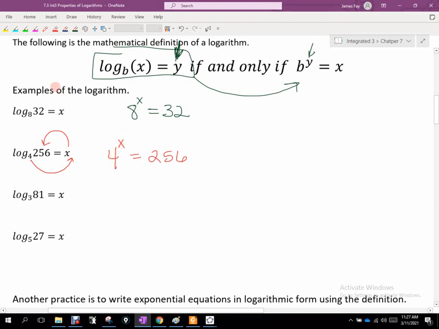So, 4 to the first gives me 4. 4 squared gives me 16. 4 to the third gives me 64. 4 to the fourth, what's 64 times 4? Is that 256? Okay. So we should see here that we should get a 4 back. Let's see if we do. Let's go to our calculator.